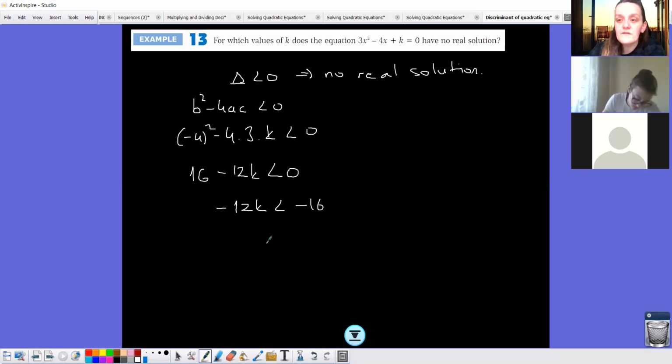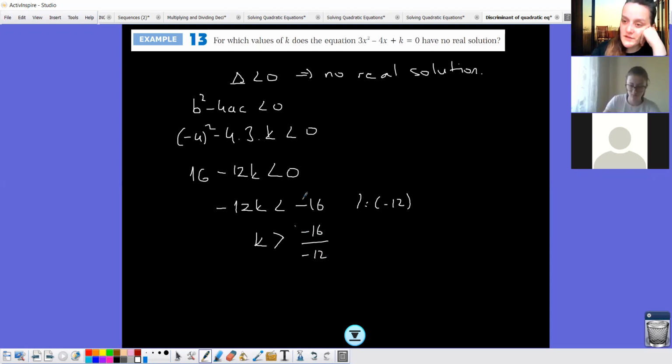Now to find the values of k, I will divide by minus 12. Because this is an inequality and I'm dividing by a negative number, it will change the direction. It was less than, it will be greater than, and it will be minus 16 over minus 12, or 4 over 3. Yes, minus and minus will cancel each other, they will be plus, and if we simplify, it will be k greater than 4 over 3.